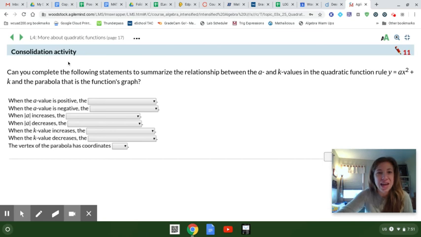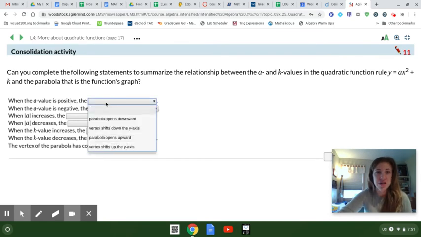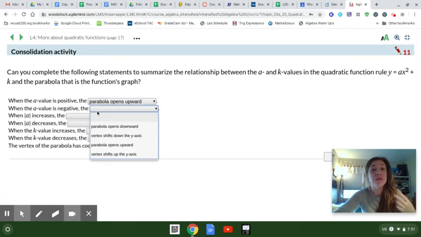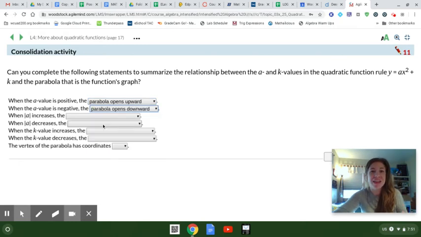So let's start with the opening up versus the opening down. We know that when that A value is positive, the parabola is going to open upward. If I just have the equation x squared, by default, it's positive, and that parabola is going to open upward. On the flip side, no pun intended, if I go from a positive to a negative, I'm going to literally flip my parabola over, making it open downward.